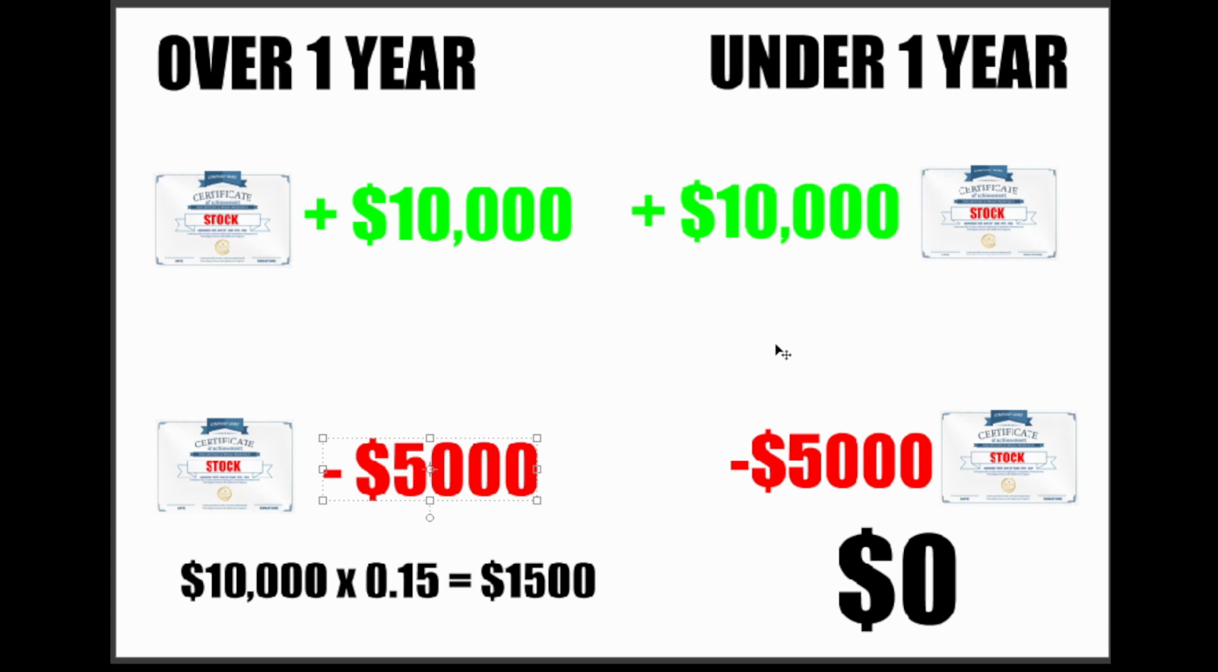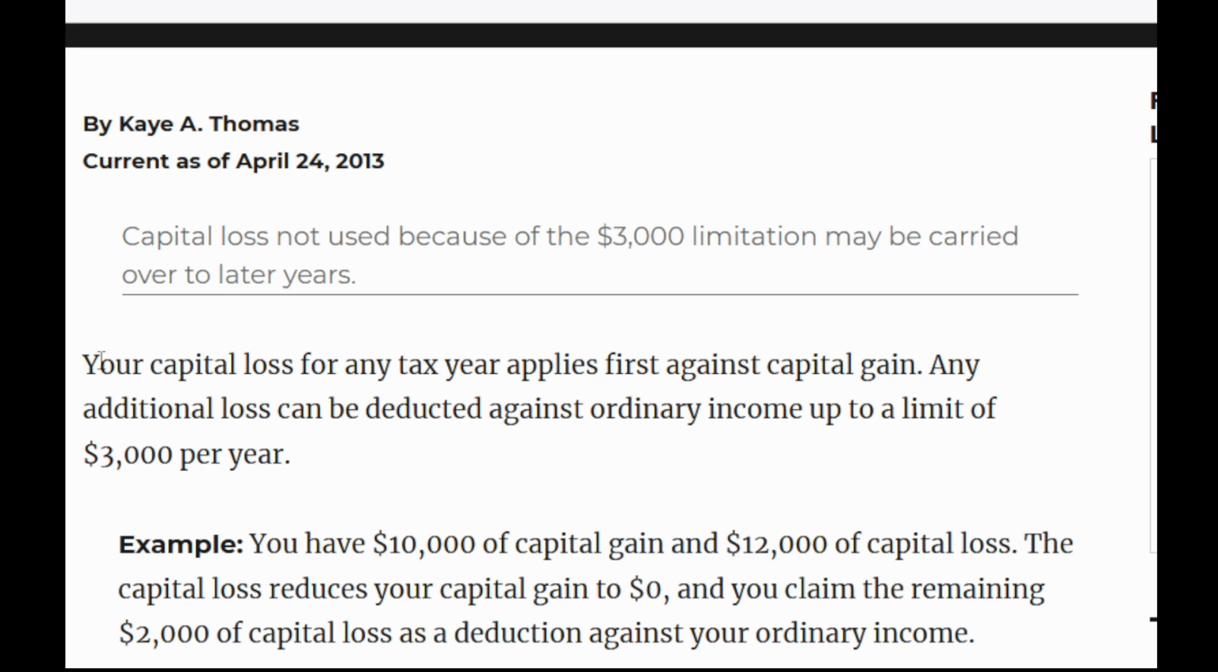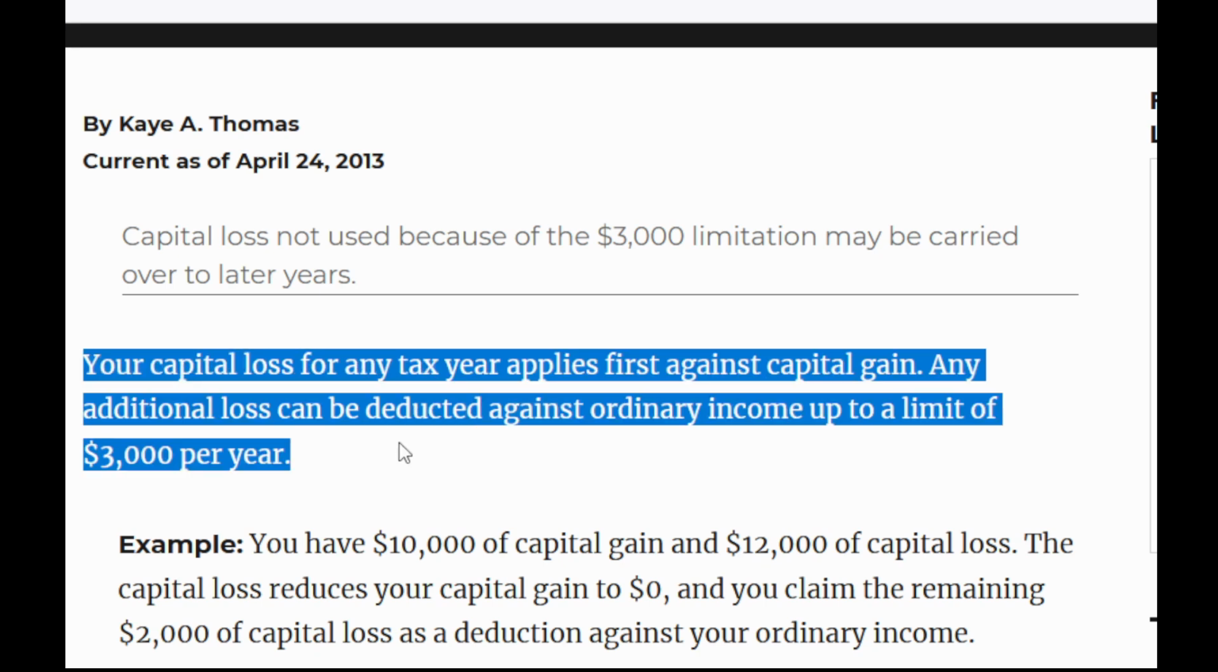Now, if you realize more losses than actual gains during the year, you can only write off $3,000 in losses per year, but the rest of that amount carries forward.